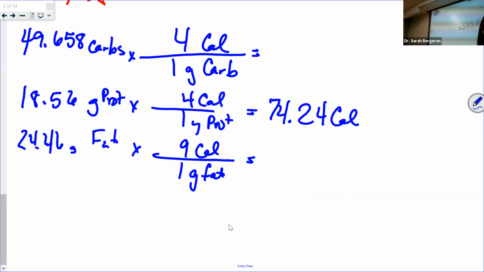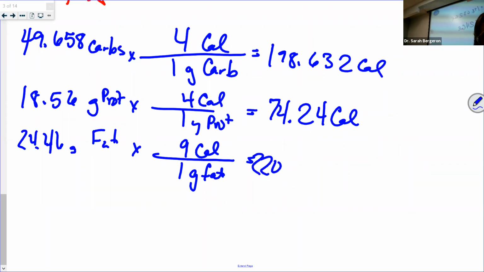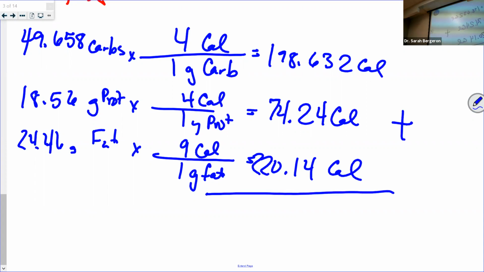Put it in the chat, y'all. How many carbs? Somebody said carbs. Okay, carbs are 198.632 calories, and then 220.14 calories of fat. So now what can I do? I'm gonna add them all up, and this is all the calories that I've consumed in my measly old breakfast, right? You didn't think it was bad until you started adding it all up. We always feel like that. So what do you get for a total?